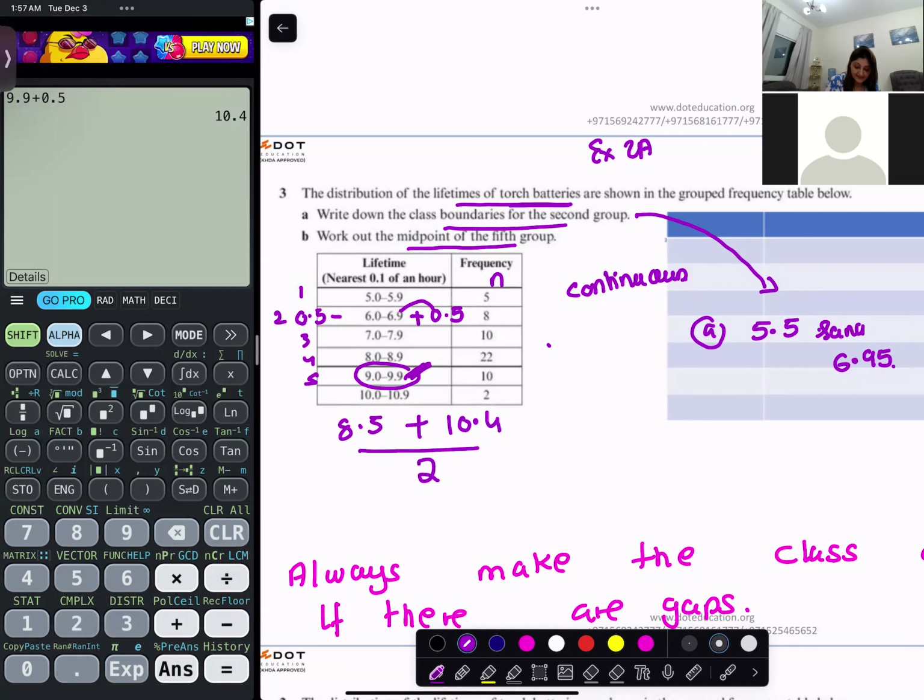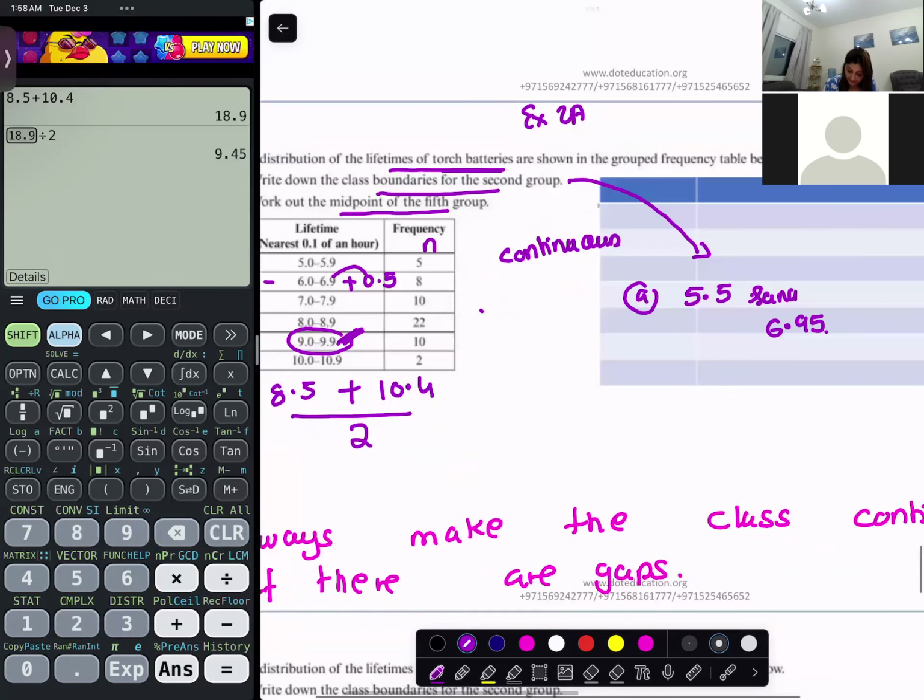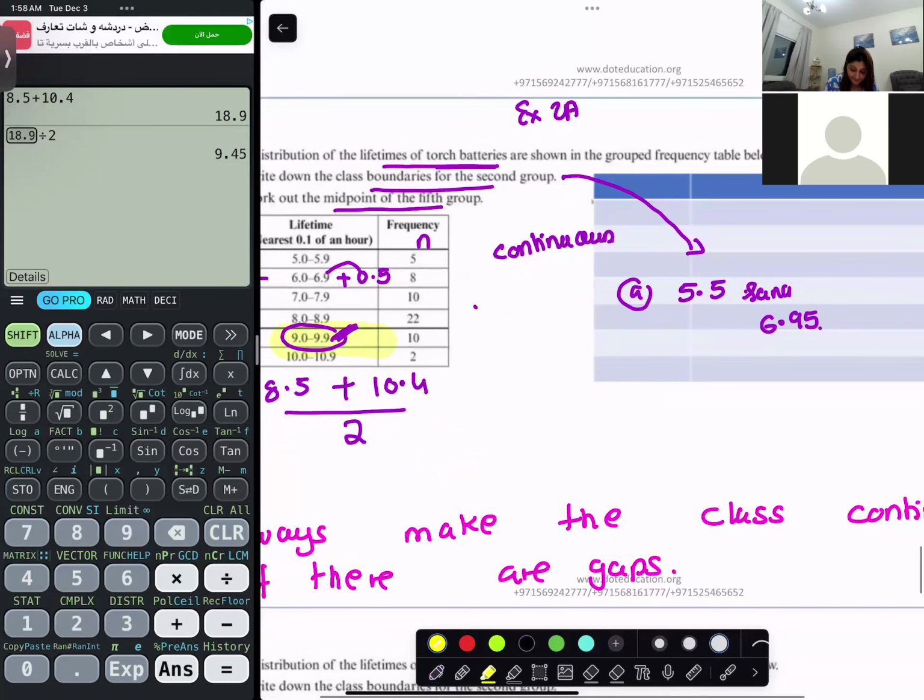And I'm going to divide it by 2. So the midpoint would be 8.5 plus 10.4 divided by 2. So the midpoint of the fifth group, that is the one I'm highlighting here, would be equal to 9.45.